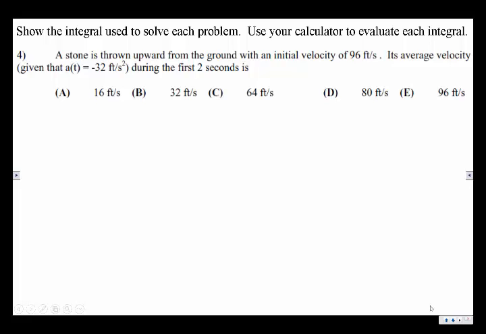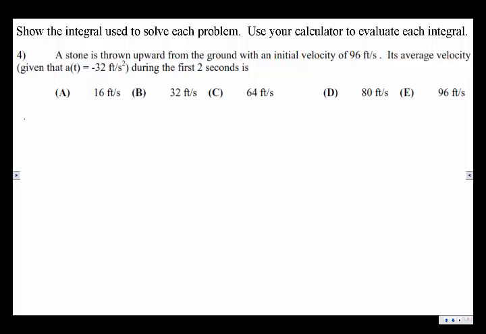Okay, here's problem number 4 from packet number 5. Let's talk about some really big ideas first. Big idea number one is that for all of these projectile problems, we have a couple of things that we already know.